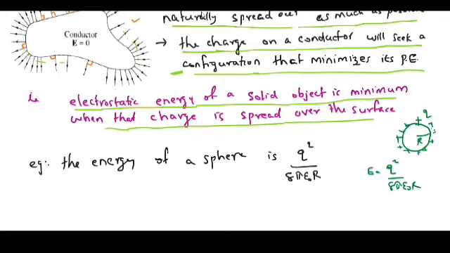And this is if the charge is distributed uniformly over the surface. That is, this is the expression for the energy of a uniformly charged spherical shell. Spherical shell means it does not have any volume.